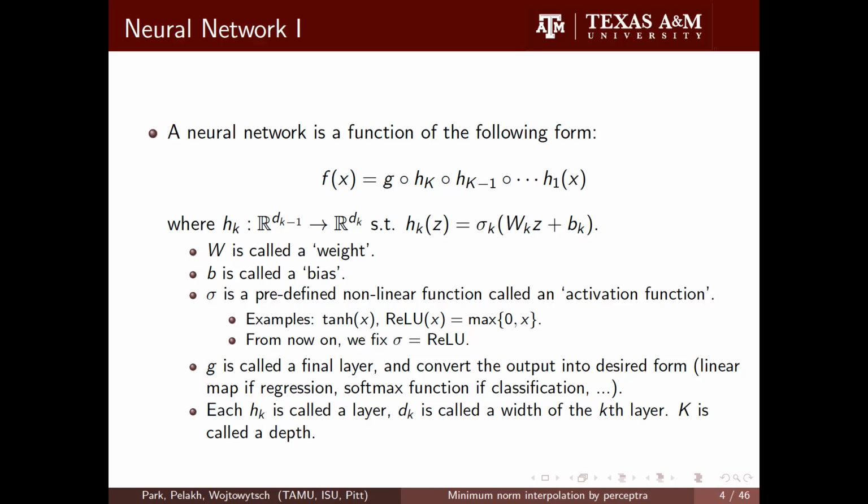This W term is called the weight of a neural network, and the B term is called the bias. This bias is a totally different concept from the implicit bias we have discussed. This one is a theoretical definition, and implicit bias is more like general words. And this sigma is a function we predefine as a non-linear function, called an activation function. Examples of this sigma include the hyperbolic tangent, for example, and ReLU, which has this kind of form.